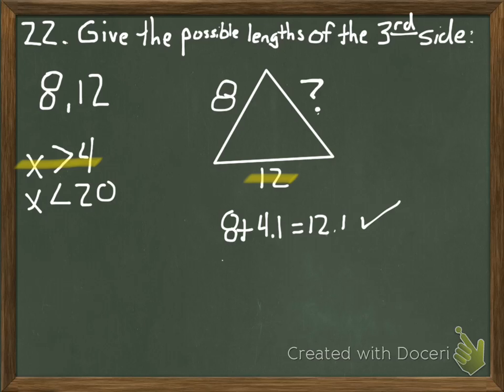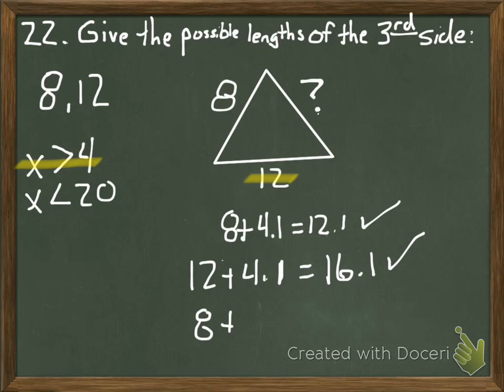Alright, so we checked once. We got to do this 3 times. Next, we got 12 plus 4.1. So I did the side that's 12 long plus the 4.1 that I got from what I already figured out by doing 12 minus 8. And that equals 16.1. So check. Great. 16.1 is greater than any of the sides, so that works.